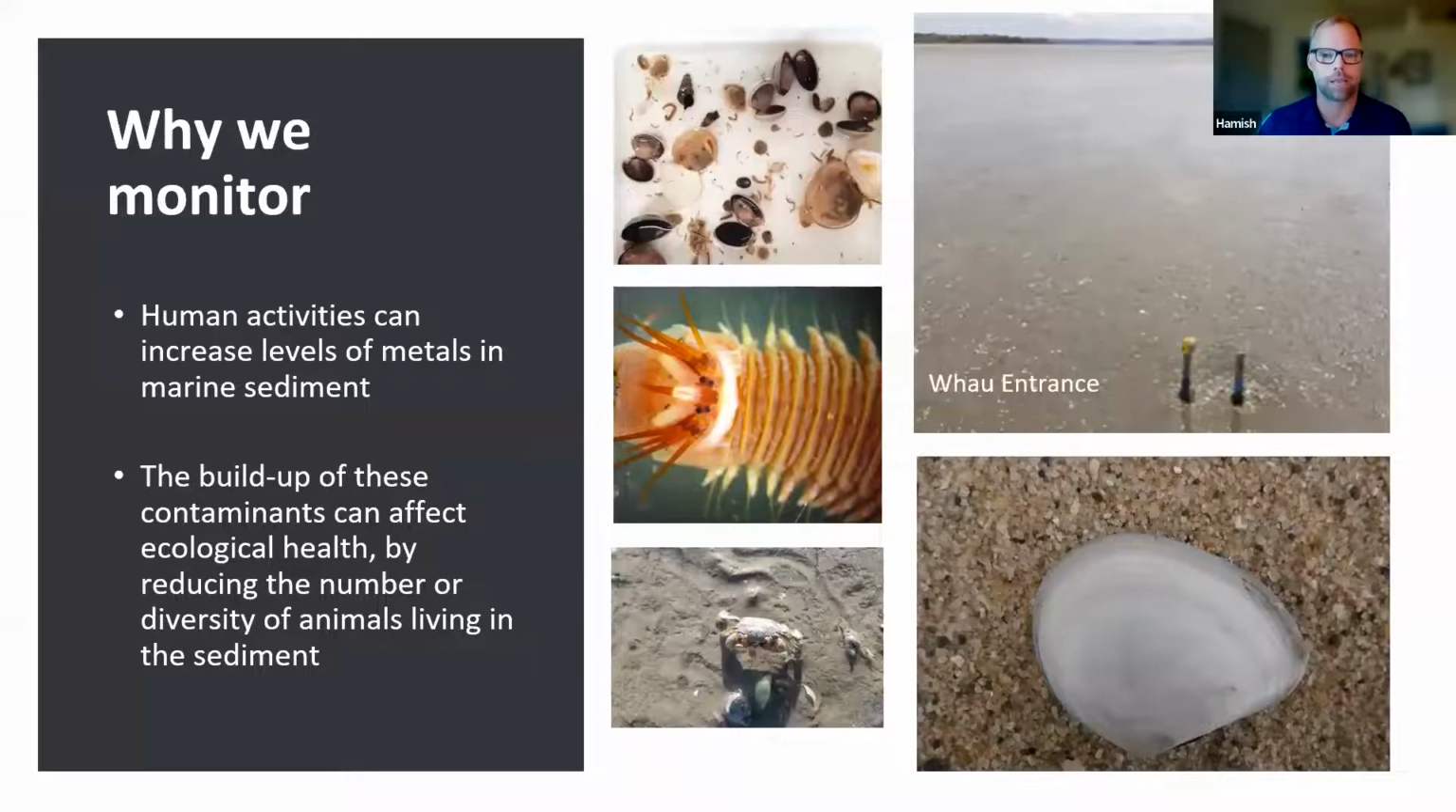And the reason is that human activities can cause levels of these metals to be much, much higher than they would be naturally. And this can start to affect the ecological health of an area.